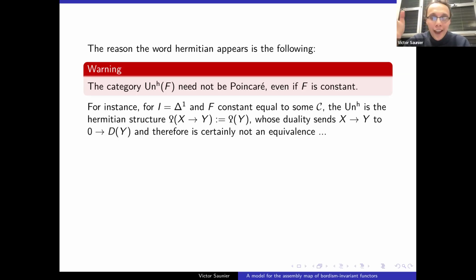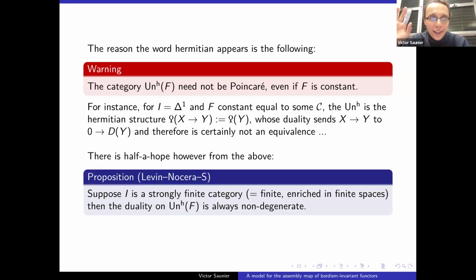But the hermitian structure you get is just, if I give you an arrow, you pick the value of the kappa at the target. In particular, this means that the duality has to pick an arrow and send it to 0 to d of y, where d is the duality on C. And this has no chance of ever being an equivalence, right? It completely forgot about the other half of the arrow. Like, it doesn't know about x. So this doesn't give me a duality, and so it's not a Poincare category.